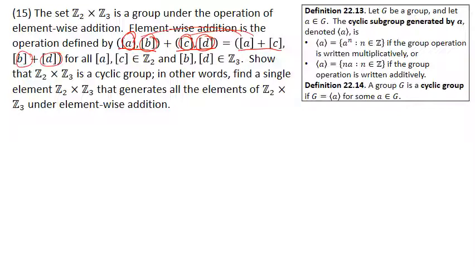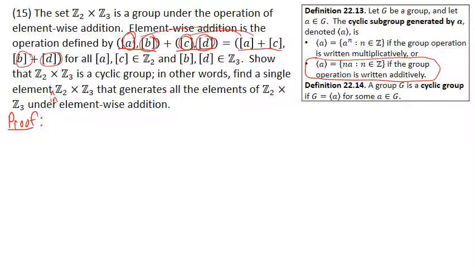Your task is to show that Z2 cross Z3 is actually a cyclic group. In other words, you need to find a single element in Z2 cross Z3 that generates all the elements of Z2 cross Z3 under element-wise addition. We're looking at the definition of a cyclic group using additive notation. So let's go ahead and try this. Proof.